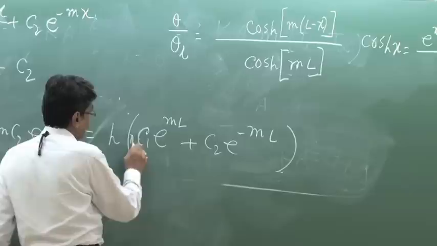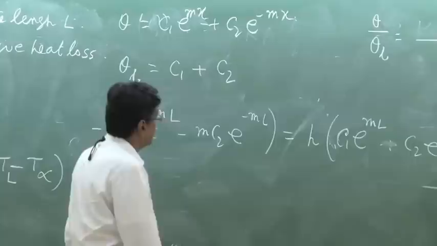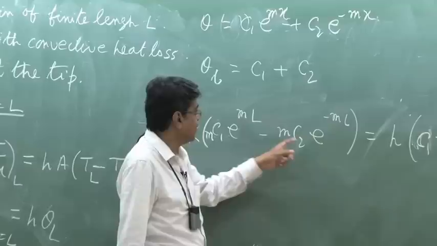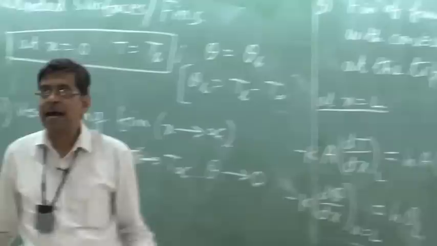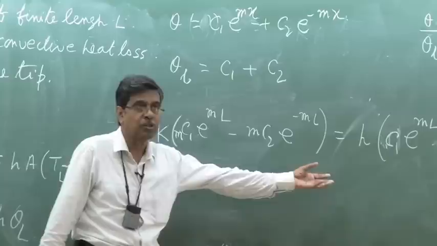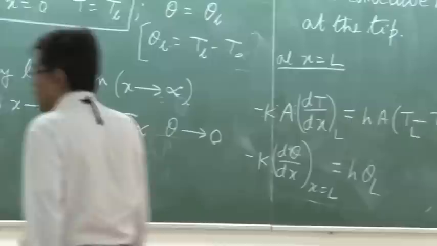No, this side mC1, this side is simply C1. Sorry, d theta dx is mC1 e to the power mL plus mC2 e to the power minus mL. So this is another equation. You can rearrange it, some coefficient into C1 plus some another coefficient C2 equals to something. That means these are two equations for C1, C2 in terms of m and L. And if you substitute this, then you get a solution like this.